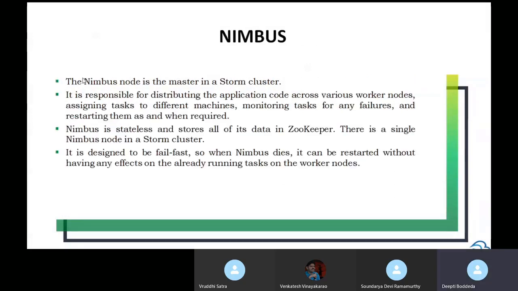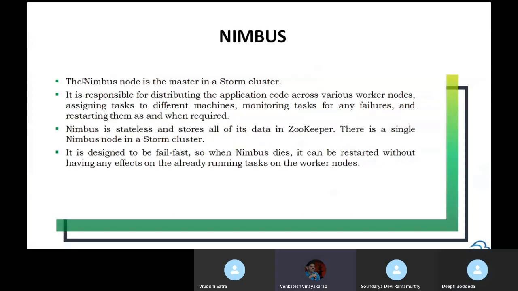First one is Nimbus. Nimbus is the master node in a Storm cluster. It is present only on a single machine. At any point of time, Nimbus is present only in one node, and its main responsibility is to distribute all the application code to various worker nodes. Worker nodes here are nothing but supervisor nodes, and it is fail-fast. It is designed to be fail-fast because all the data in the Nimbus is stored in ZooKeeper. If Nimbus dies, ZooKeeper will restart the Nimbus on another node, and the data is not lost because the data is in ZooKeeper, and everything will work as if nothing has happened.